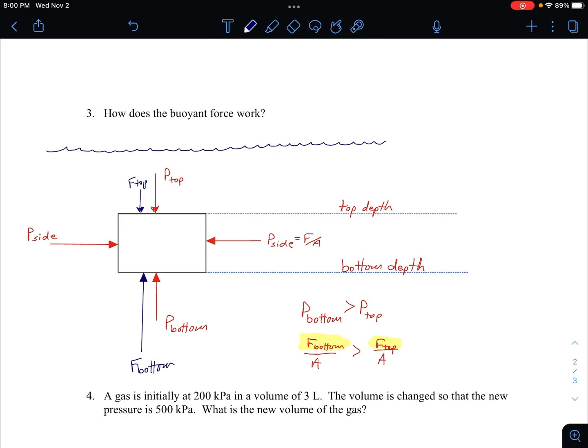All right, now what about these side forces? Notice that the side forces are all at the same depth. So they cancel each other out. So we got a side force on the right and on the left, and they're at the same depth, so they don't affect the motion of the object.